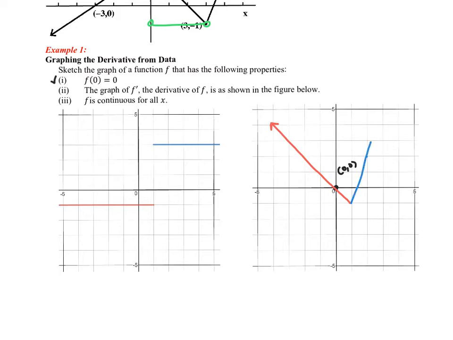So I'm going to connect, and this is f of x if the original graph was f prime of x. Notice that f has to be continuous for all x. So we've graphed the derivative, and we've ensured that f is continuous for all values.